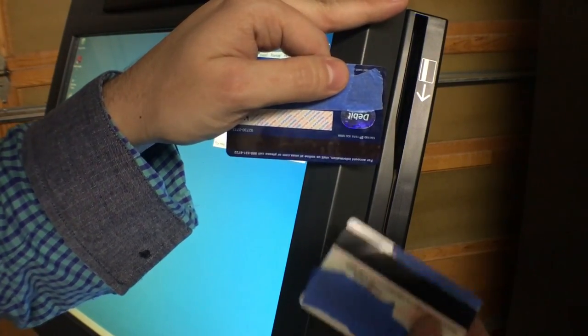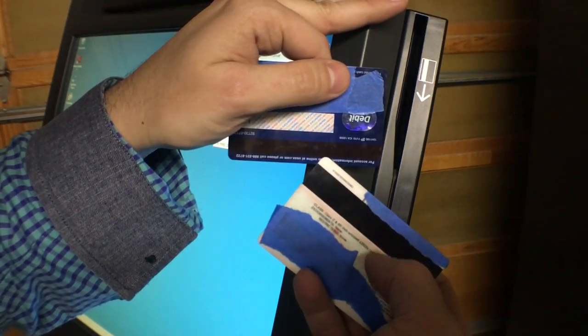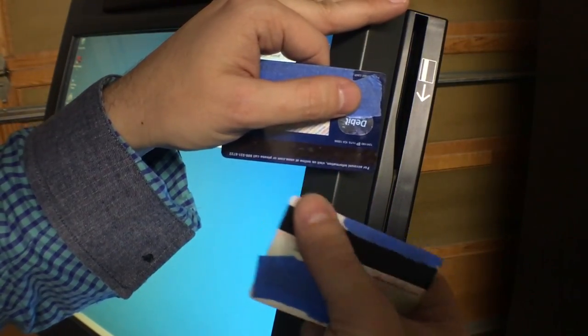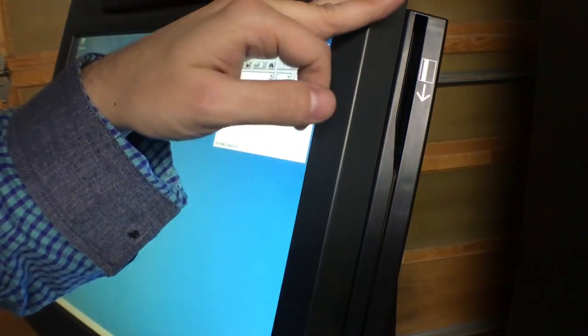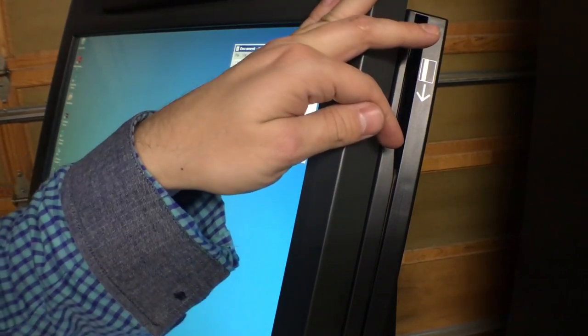Now, we all know that these magnetic strips are not super secure, or at least they assume that one would need positive control of the thing to get it. So there's that. Hey, it works.